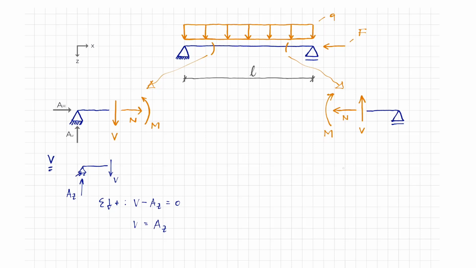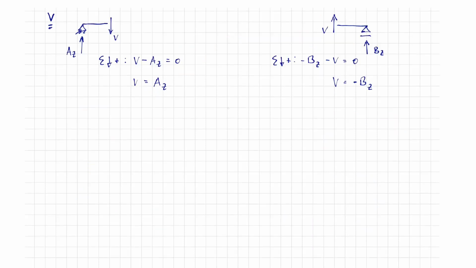On the right, we are in the negative side of the section, so the shear force points upwards. The same applies to the support reaction Bz. For this reason, we now have a negative shear force at the location x equal to L. At the end of the span length, we have a negative shear force and a positive shear force at the start of the beam.